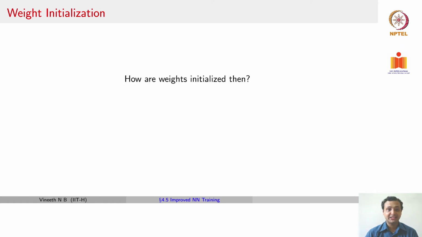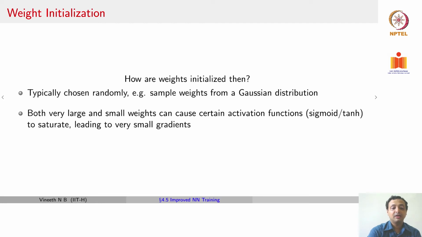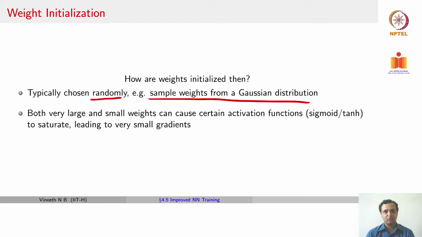How are weights initialized then? They are generally chosen randomly, or for example, you can sample weights from a Gaussian distribution to have some variety in the weights. Both very large and small weights can cause activation functions such as sigmoid and tanh to saturate. So that is something important to keep in mind when you initialize too.